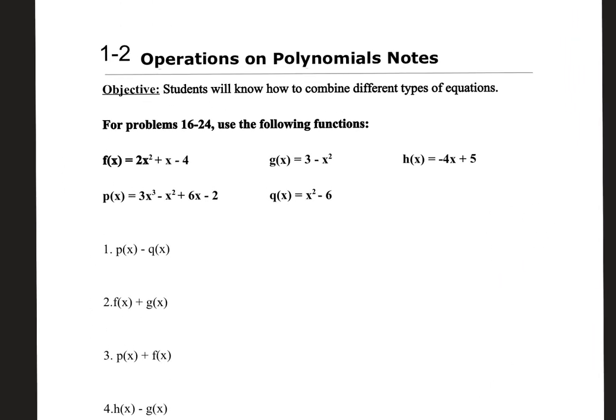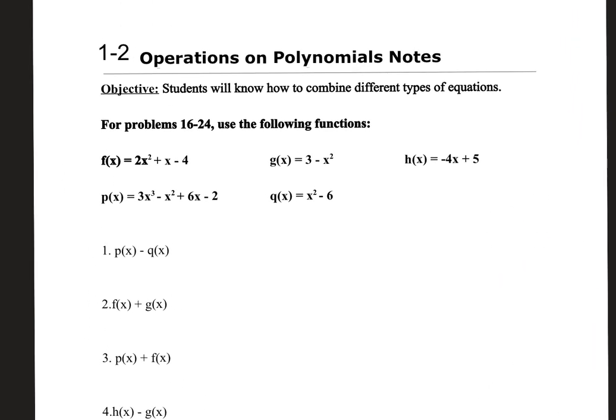All right, 1.2, operations on polynomials. So a couple of quick things here. There's a little typo here. This obviously is not 16 through 24. This should be 1 through 6. And I'm going to do the first 4 with you, and then I'm going to give you guys a little bit of freedom to do the last 2 on your own.